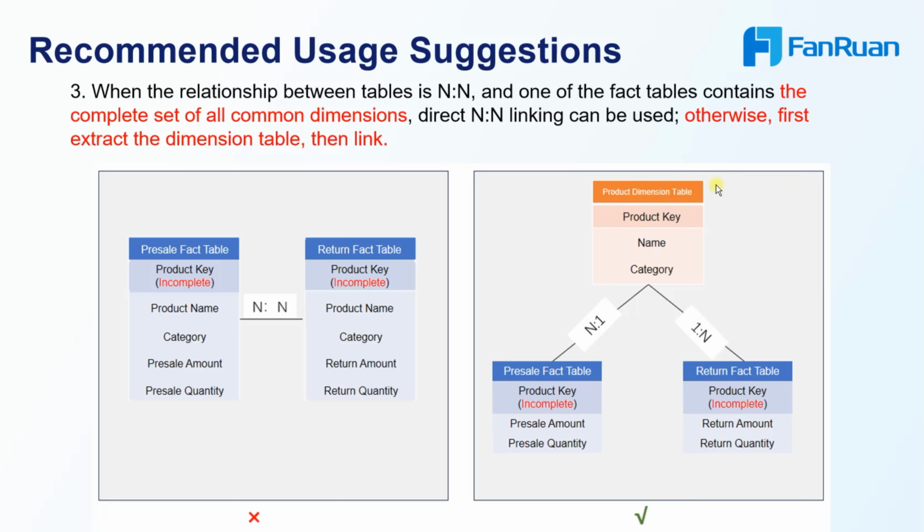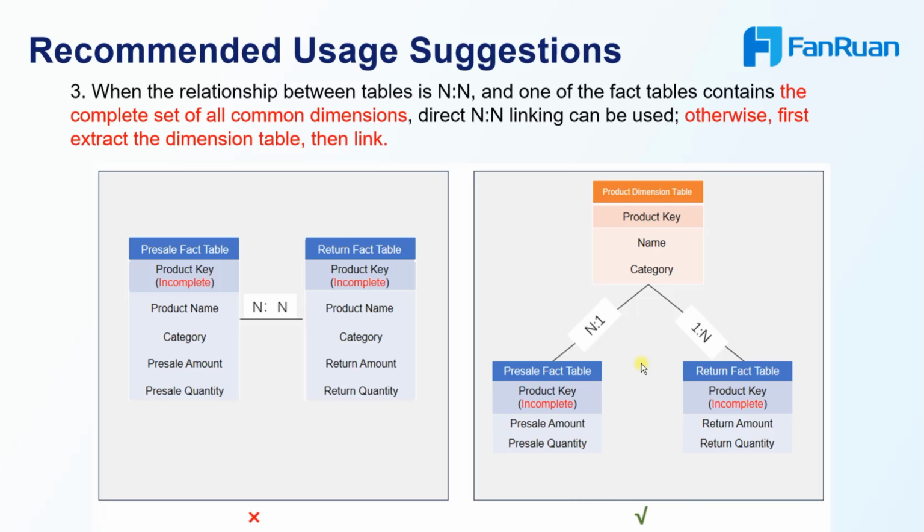In this case, the product name and category in the pre-sales fact table form a complete set of shared dimensions. When analyzing, we can drag the product name and category from the pre-sales fact table and then drag the sales amount and return quantity to analyze the sales and return situation for different products. This covers the first part of our sentence.